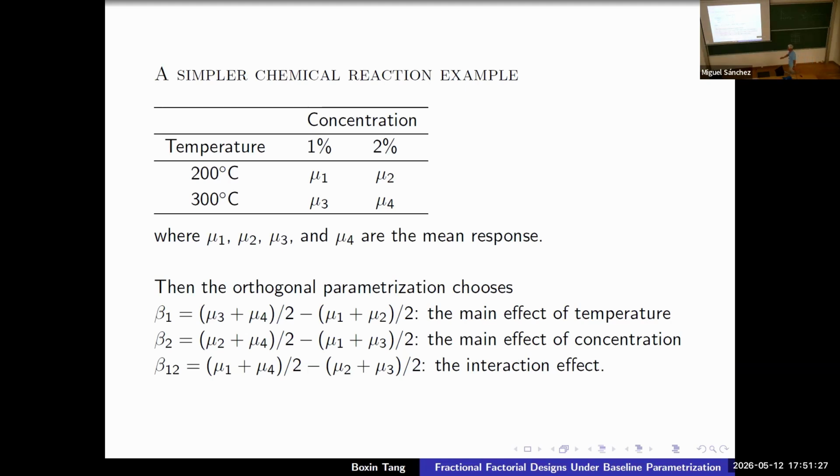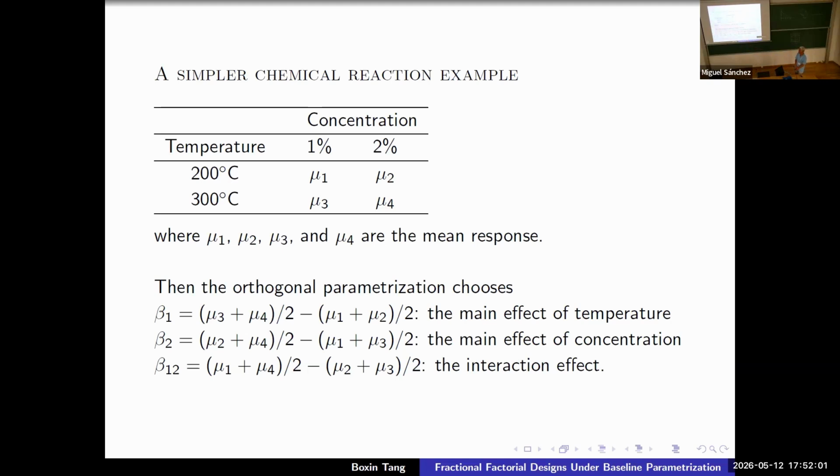mu3 and mu4 correspond to temperature at 300 degrees. mu1 and mu2 correspond to temperature at 200 degrees. So if you take the average of mu3, mu4 minus the average of mu1, mu2, that's the mean response increase when you change the temperature from 200 to 300 degrees. Therefore, it's called the main effect of the temperature.